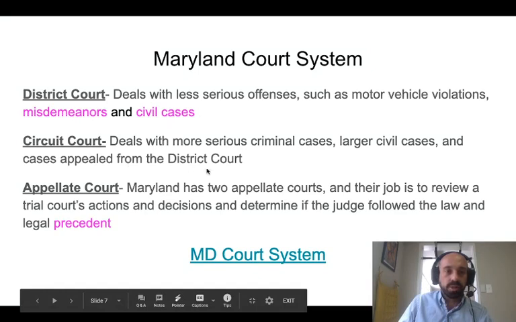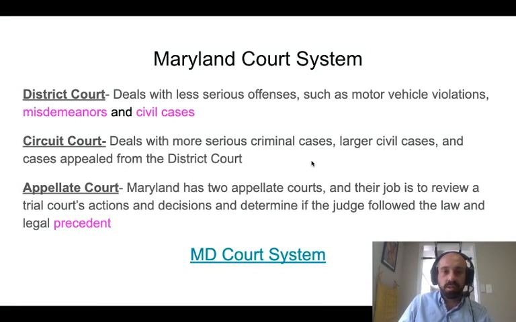After district courts, you have circuit courts. They deal with more serious criminal cases, larger civil cases, and cases appealed from the district court. All right, so an appeal is if something went wrong during the trial, you can appeal and move it up to a higher court, and the circuit court would deal with that as well as more serious criminal charges. And finally, you have the appellate court, right?